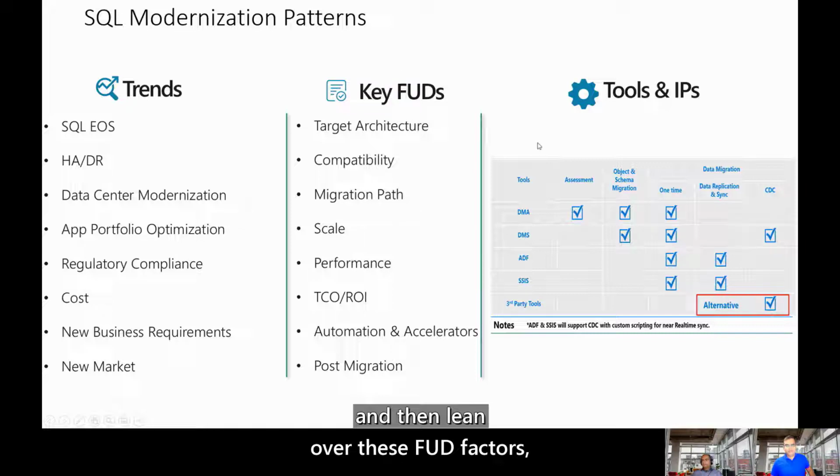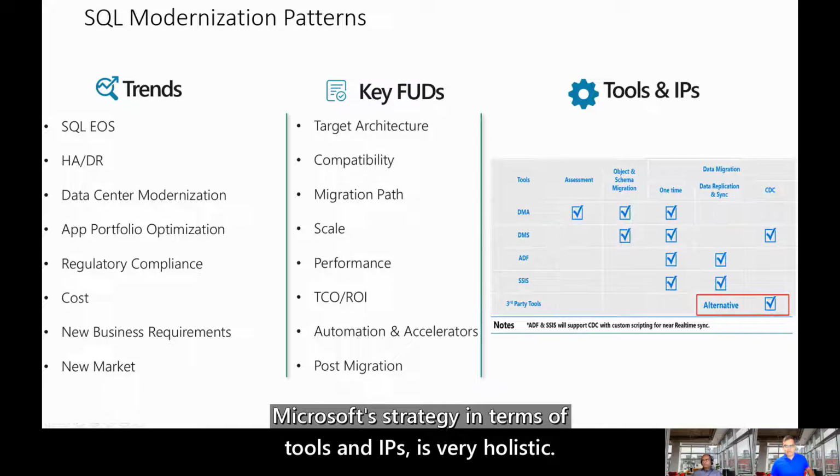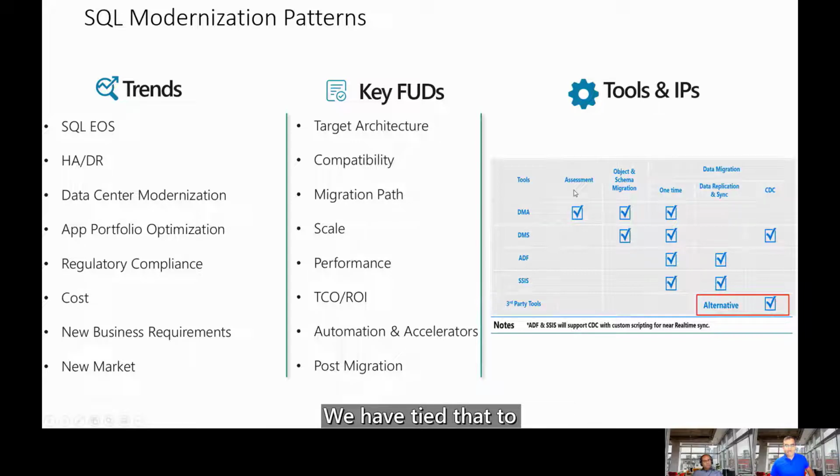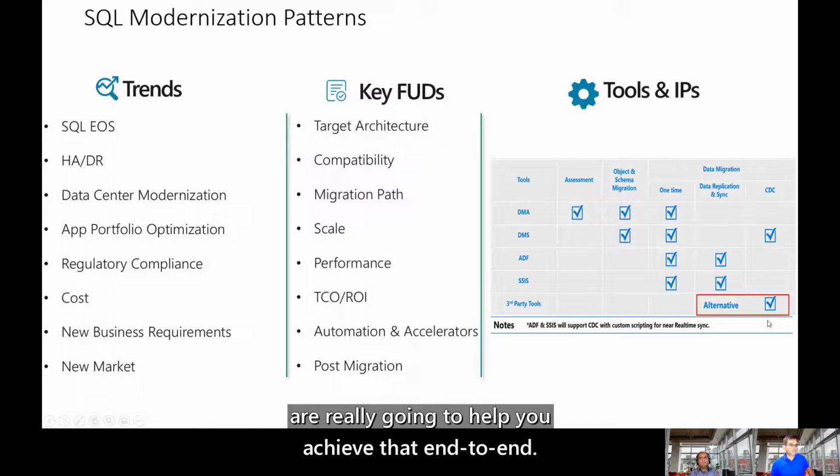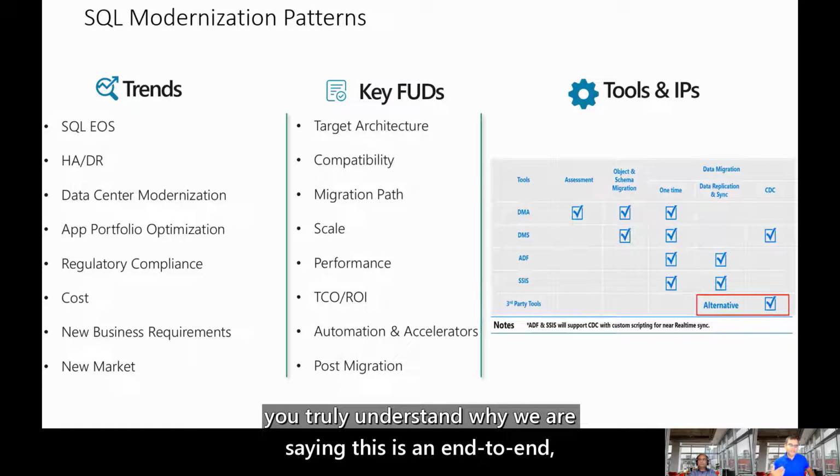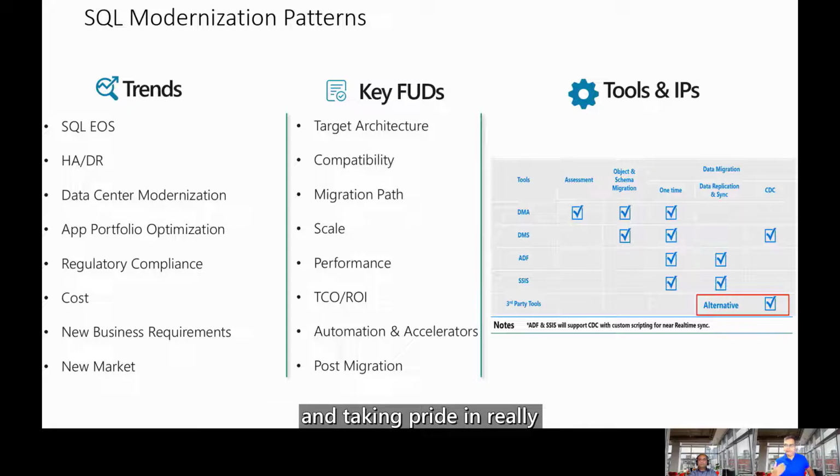But to achieve these trends and win over these FUD factors, Microsoft's strategy in terms of tools and IPs is very holistic. And we have tied it back to all the use cases that I just talked about in the previous slide: assessment, object and schema migration, one-time data migration, data replication and sync for near real time, and then CDC for the real-time use cases. How are we achieving this? How are our first-party tools, and the combination of third-party tools, going to help you achieve that end-to-end? If you recall, the session's topic is end-to-end modernization. Before we go any further, I want to make sure you truly understand why we are saying this is end-to-end, and we take pride in articulating what that means. Of course, we have a lot of room to improve, which we will.